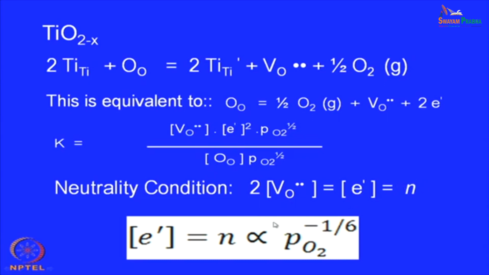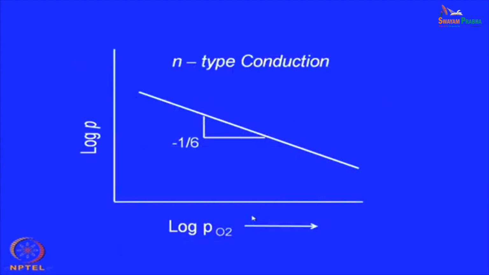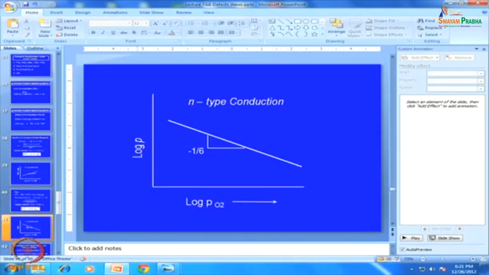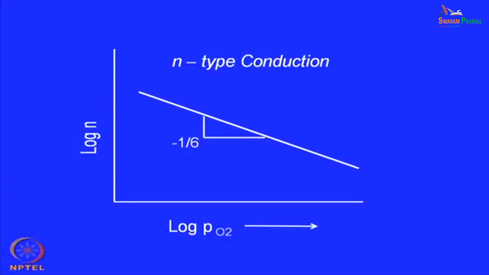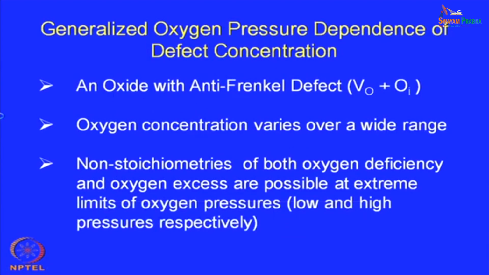So, whenever there is a negative slope, when you plot this, log n, that is the concentration of the electron as a function of PO2, it will be a negative slope, and negative slope means an n type conductor. So, that is also as a rule you have to remember.